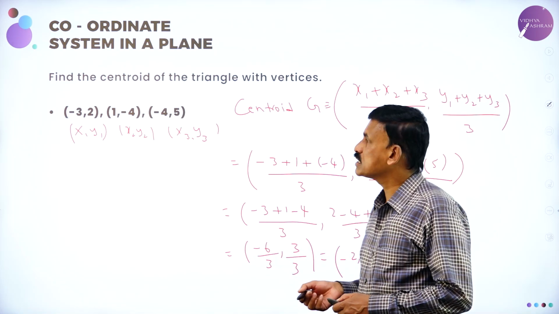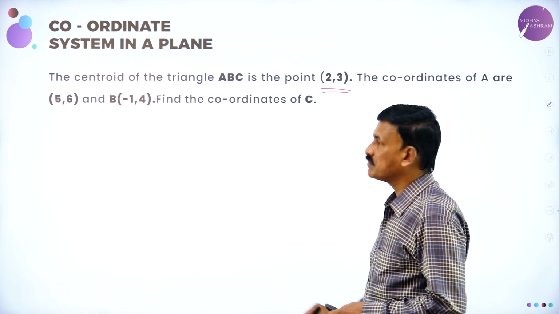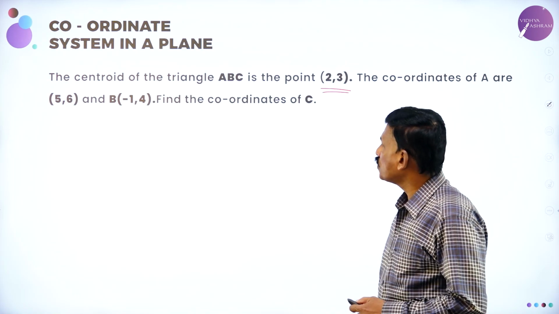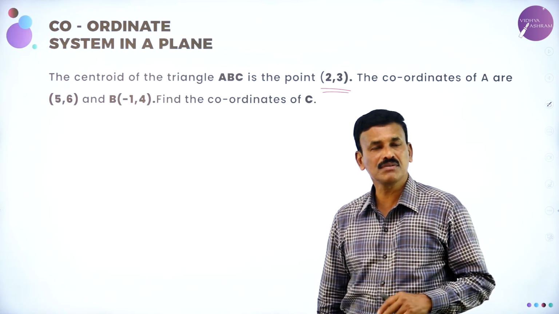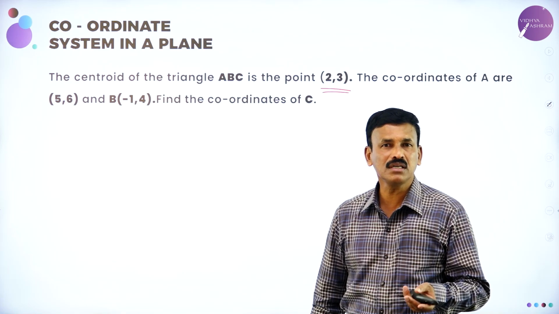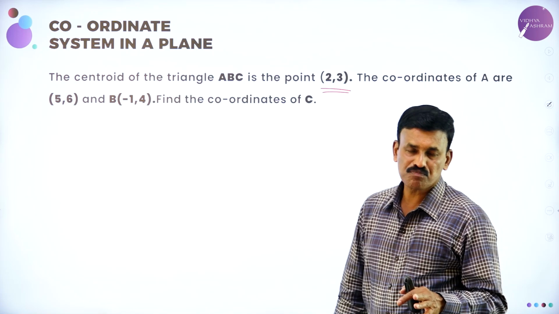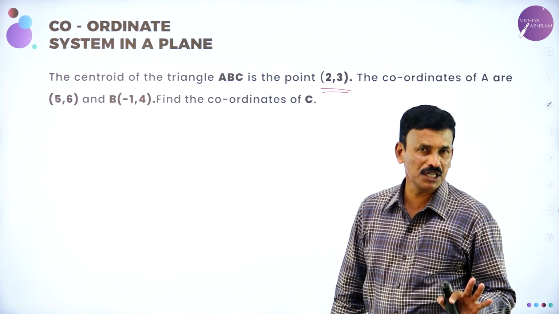Now, move on to the next problem. The centroid of the triangle ABC is the point. So, the centroid is given. The coordinates of A and B are also given. Find the coordinates of the point C. So, the centroid is given, 2 points are given, and we are requested to find the third point. So, sorry, let me explain. The centroid is given and 2 points are given.